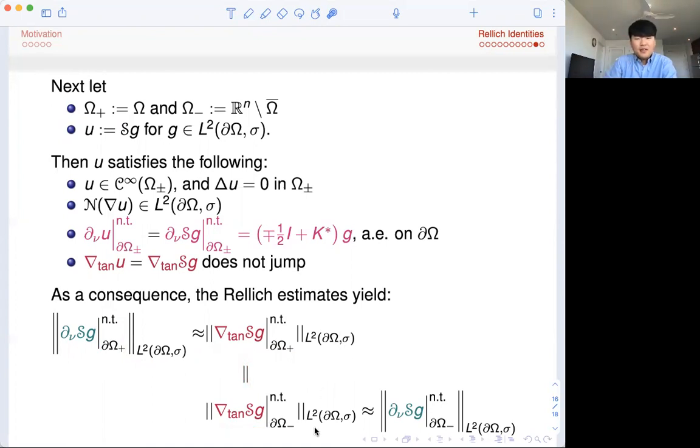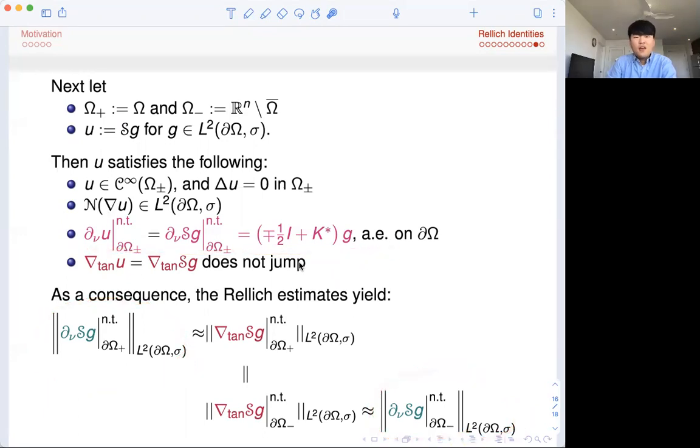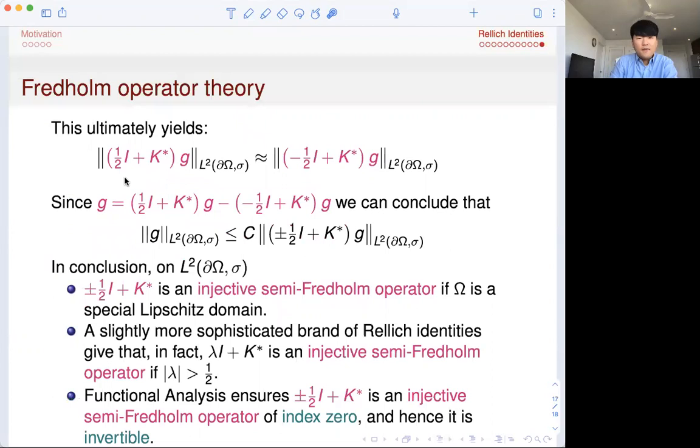And again, by the Rellich estimate, this is equivalent to the non-tangential trace of the normal derivative of the single layer of g on the boundary of omega minus in L2. So consequently, this is going to be equivalent to this. And from the jump formula, we have the equivalence in L2 space of these operators. So we have equivalence of these operators in L2 on the boundary. And we can express g as 1/2 I plus K star of g minus negative 1/2 I plus K star of g.